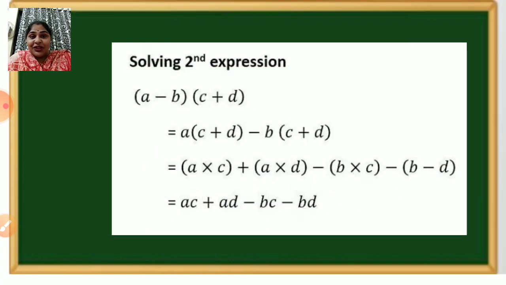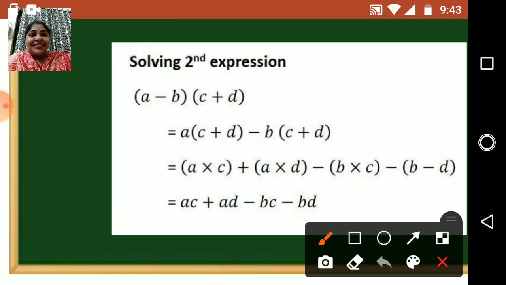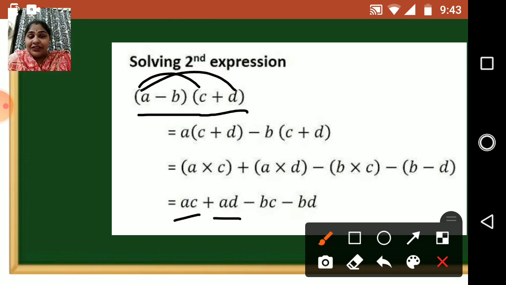Let us solve our second expression, children. The expression is (a minus b) multiplied by (c plus d). So a multiplied by c will be ac. A multiplied by d will be ad. Negative b multiplied by c is negative bc. Negative b multiplied by d will be negative bd.